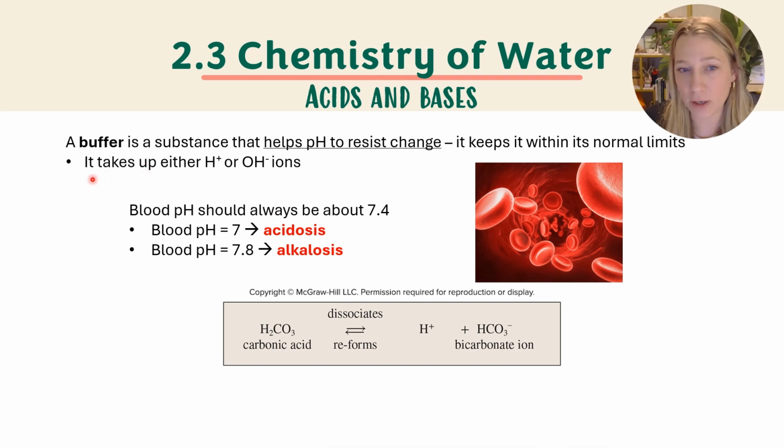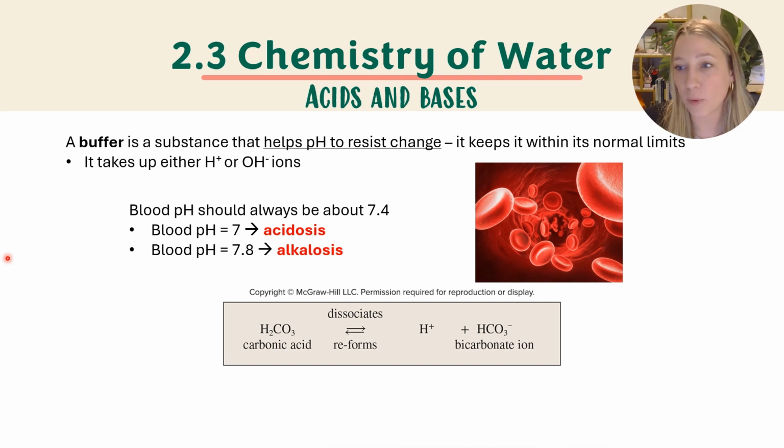We have buffers in our body, buffer systems, that help pHs resist change. So our body does not want to change from those pHs that are doing very specific roles in different parts of the body. And the way that these buffers work is that they are taking up either hydrogen ions or hydroxide ions to neutralize a basic or acidic substance.